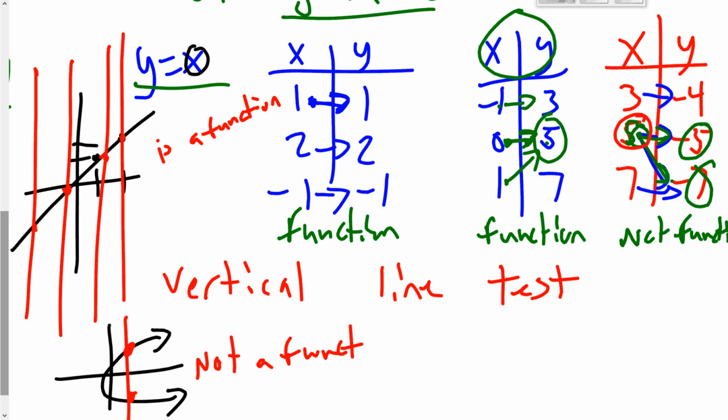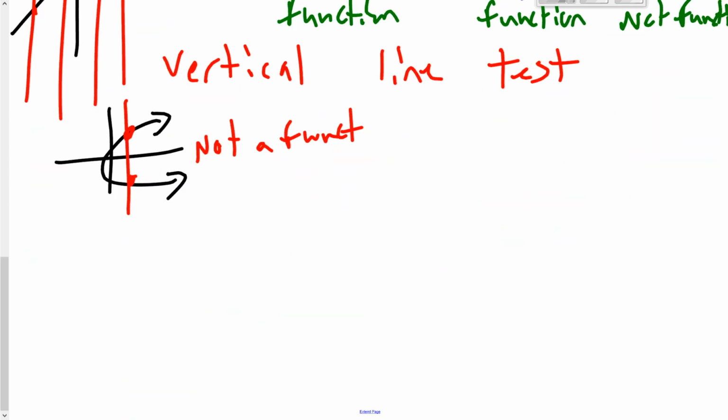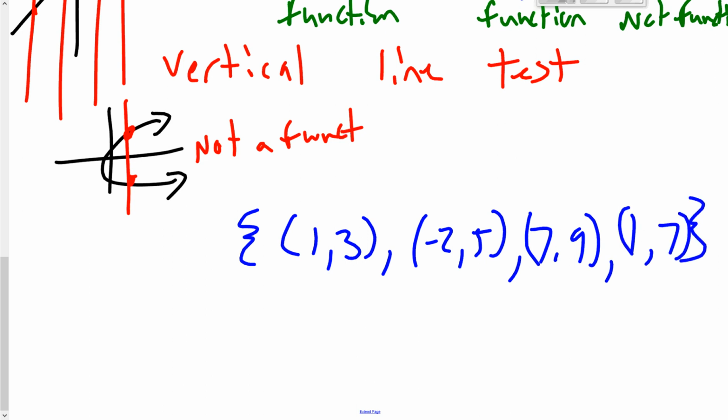The next one is if you have a set notation, right? So a list of ordered pairs, because we have a relation. That's ordered pairs, right? So (1, 3), (negative 2, 5), (7, 9), and (1, 7). Okay, so when I'm given a set of ordered pairs, ordered pairs means I have two, they're in order, and I have two of them, right?